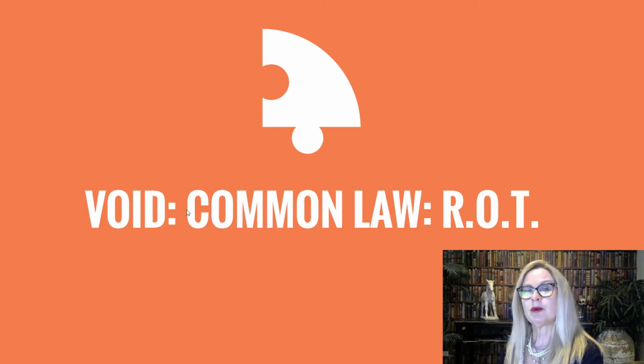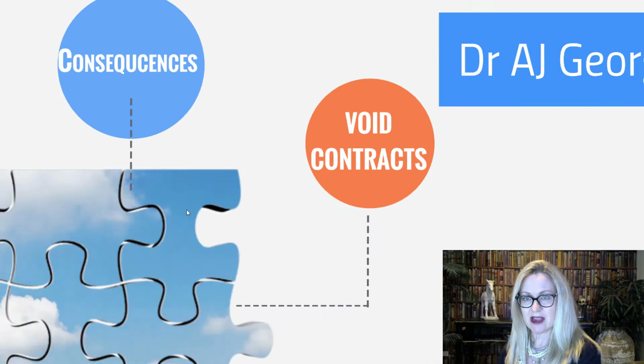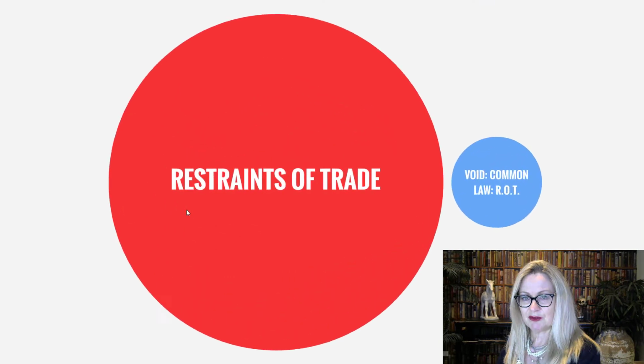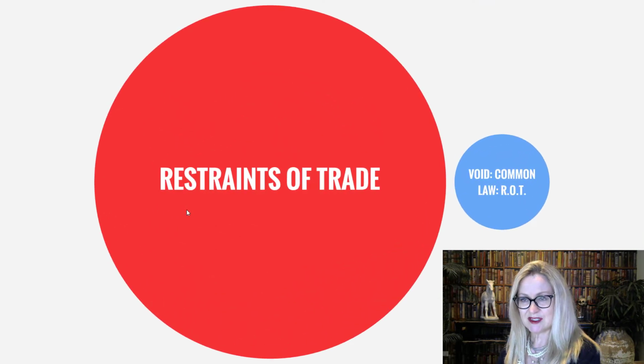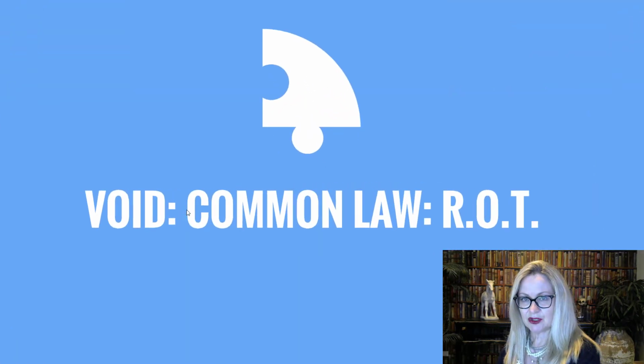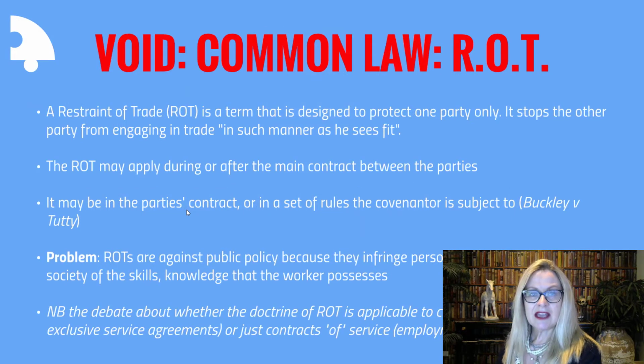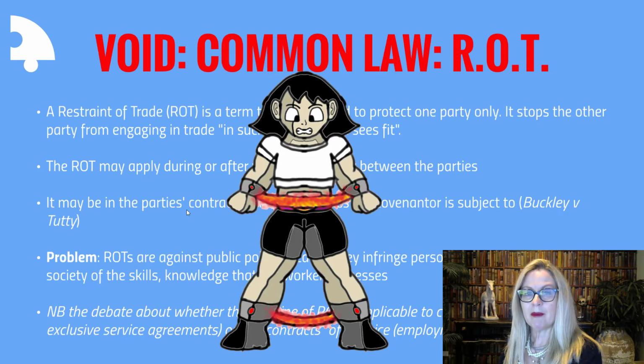The third and probably the largest category of contracts that might be void at common law for offending public policy are contracts in restraint of trade, and they deserve their own little part of the Prezi. So let's get down to it. A restraint of trade is a term that's designed to protect one party only. It stops the other party from engaging in trade in any old fashion they see fit.